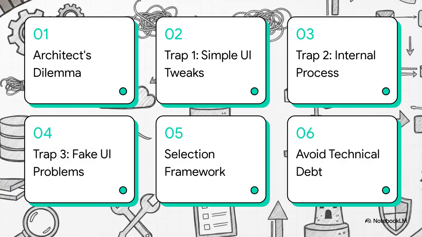Okay, so here's our agenda for the explainer. 1. The solution architect's dilemma. 2. Trap 1. Simple UI tweaks. 3. Trap 2. Internal Fusion processes. 4. Trap 3. Fake UI problems. 5. The tool selection framework. And finally, 6. Avoiding future technical debt.